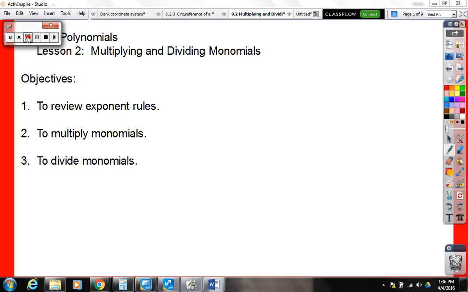Okay, so these are our objectives. We're going to review the exponent rules, and then the big thing that we're going to be doing today is multiplying monomials. We're not going to get to dividing monomials.